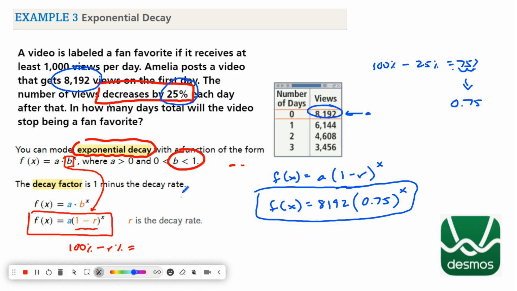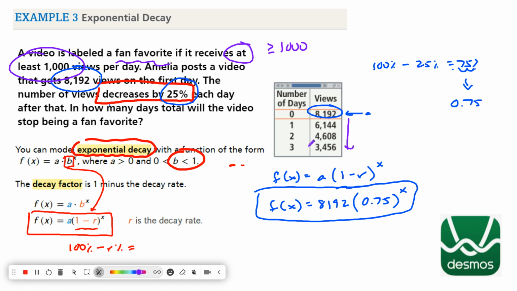And now, this problem is saying that you no longer are a fan favorite, right? If you drop below 1,000, because to be a fan favorite, you have to have at least 1,000 views, which means you have to be greater than or equal to 1,000 views per day. So what we want to do is we want to continue this table, right? Notice, see how your numbers are going down, right? We want to continue this table and see when the views drop below 1,000.